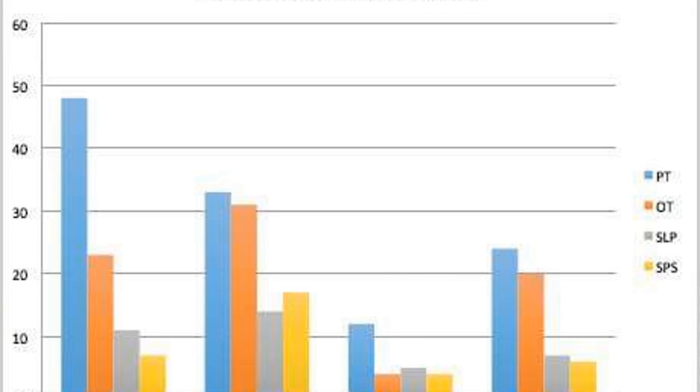The second graph represents the course versus the hours of sleep. Based on the data gathered, the majority of the respondents, 48 out of 117, from PT sleep for less than 5 hours per night, while the majority from OT, 31 out of 78, SLP, 14 out of 37, and SPS, 17 out of 34, sleep for 5 to 6 hours per night. It can be observed that PT students have the least hours of sleep and OT students ranked second.